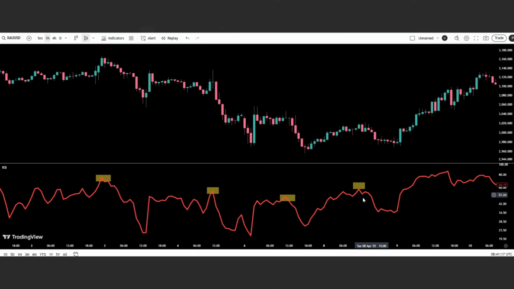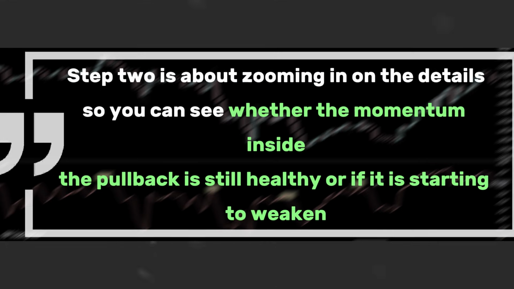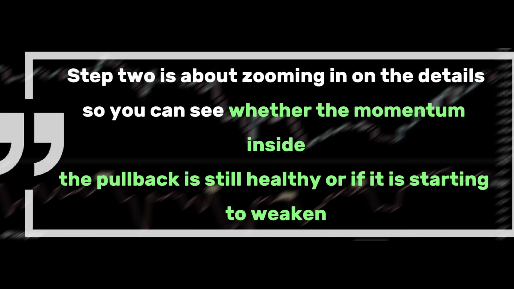However, if an RSI peak rises higher than the previous peak in a downtrend, it can signal a loss of bearish momentum. This peak may act as a reversal point and warn that the trend could change. So step 2 is about zooming in on the details, so you can see whether the momentum inside the pullback is still healthy or if it's starting to weaken.